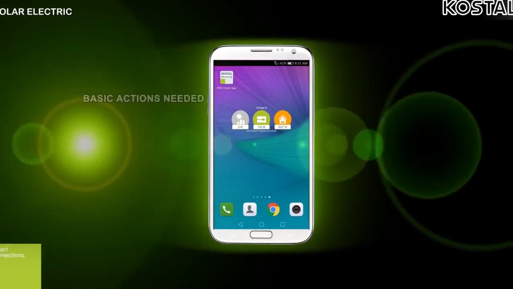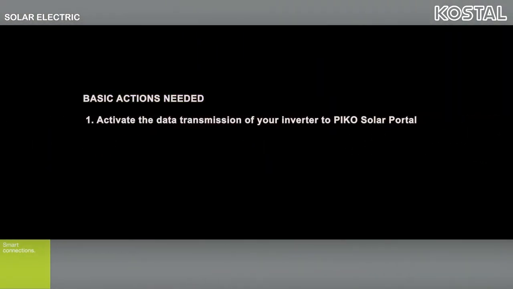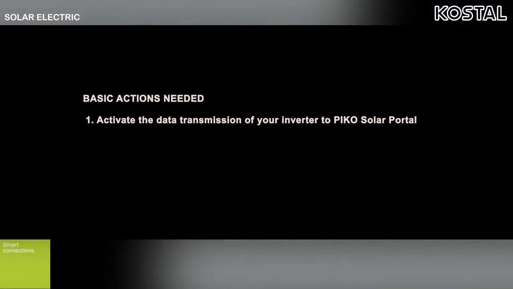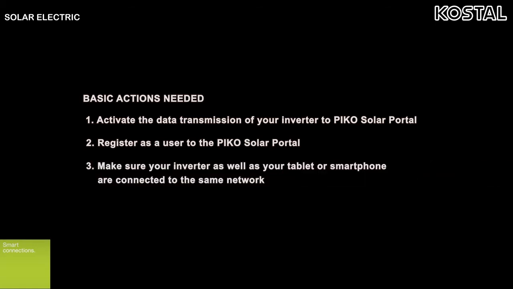So, let's sum up the basic actions you need to do. 1. Activate the data transmission of your inverter to Pico Solar portal. 2. Register as a user to the Pico Solar portal. 3. Make sure your inverter as well as your tablet or smartphone are connected to the same network.